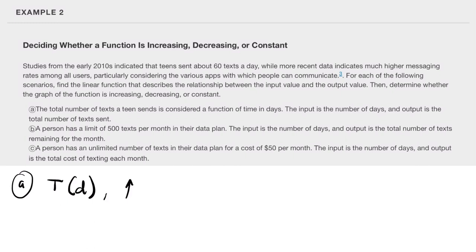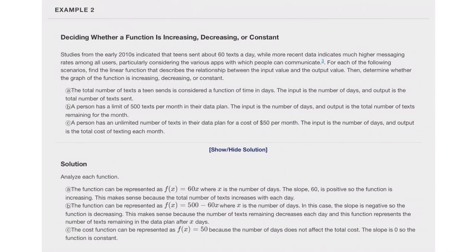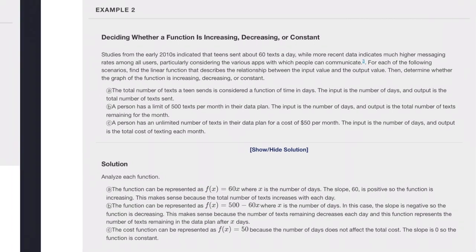Let me see. I feel like there's more we need. I'm going to glance at this one just to see the format. The function can be represented as this. Now, where are they getting the 60 from? Oh, I see it. Studies say about 60 texts. Okay, that's fine. I see what they're doing now.